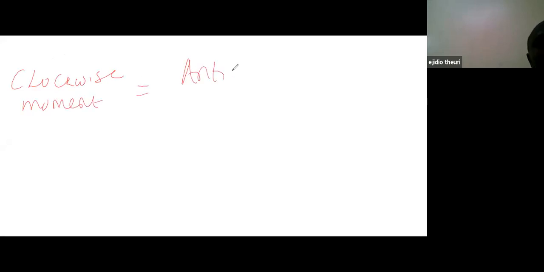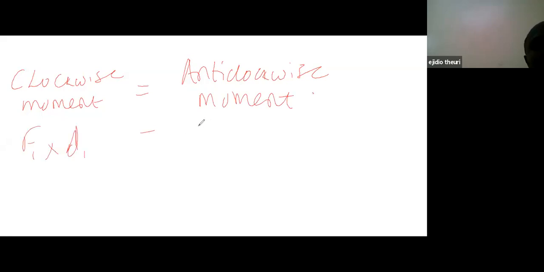Okay, quickly, before we proceed, I was saying that the first thing you need to state is that the clockwise moment is equal to the anti-clockwise moment. So you say force 1 times distance 1 is equal to force 2 times distance 2. That's what I was saying. You need to make sure that you state the formula, then you substitute, then you go to the answer, because of time.